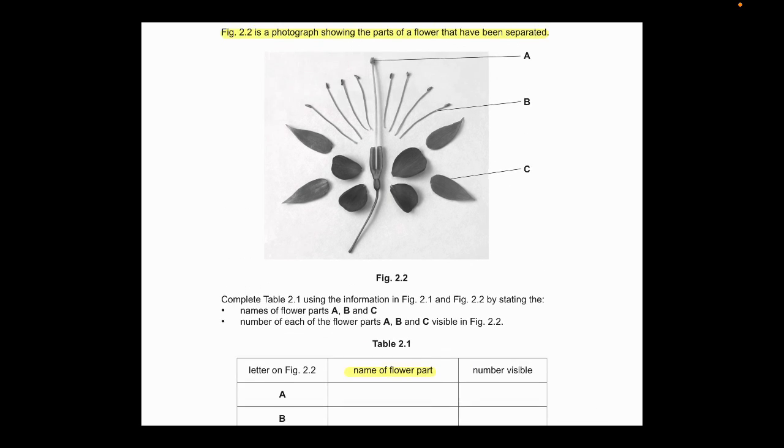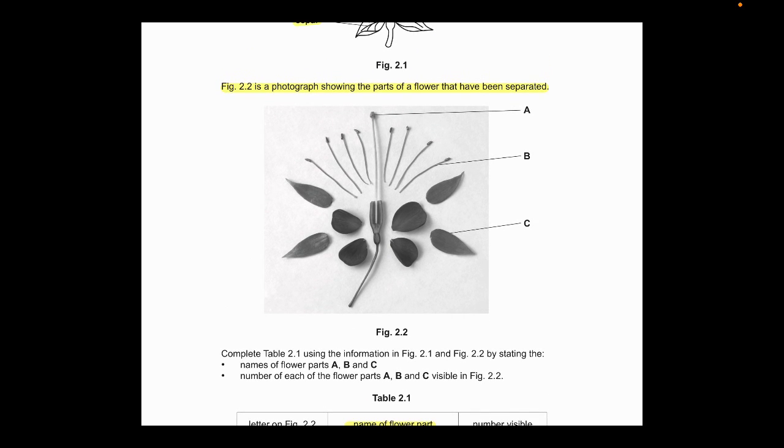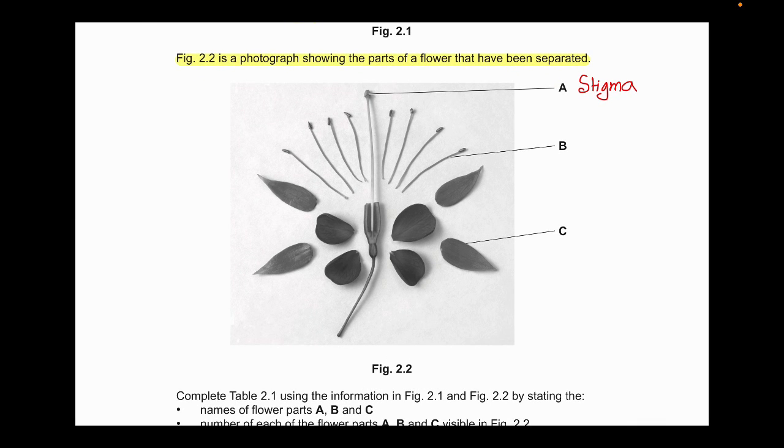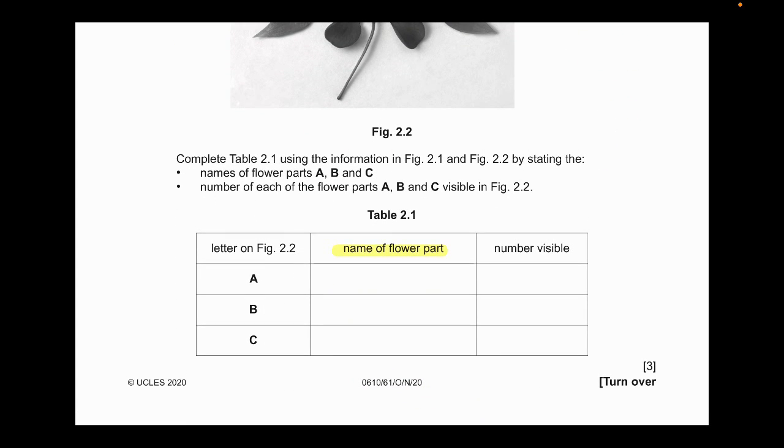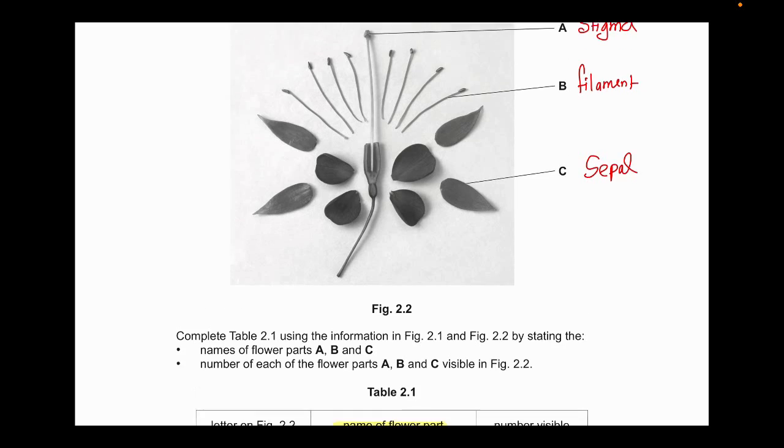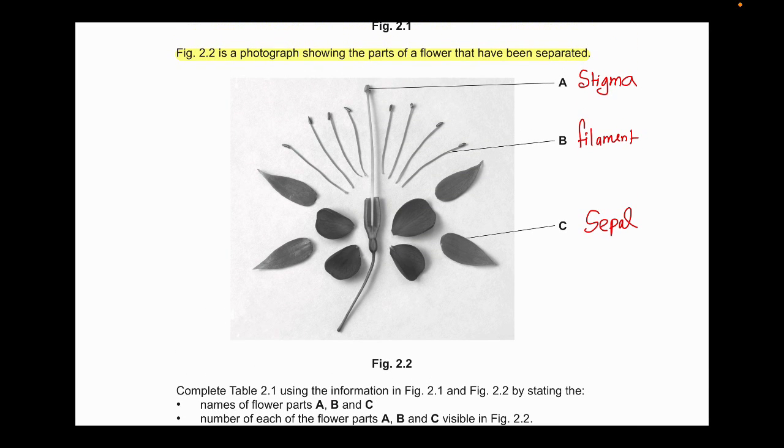So basically the flower part A looks like the stigma. And flower part B looks like the filament. And C is sepal. We are also asked to write down the number visible. So we can see there is only one stigma and there are 8 filament and 4 sepal.